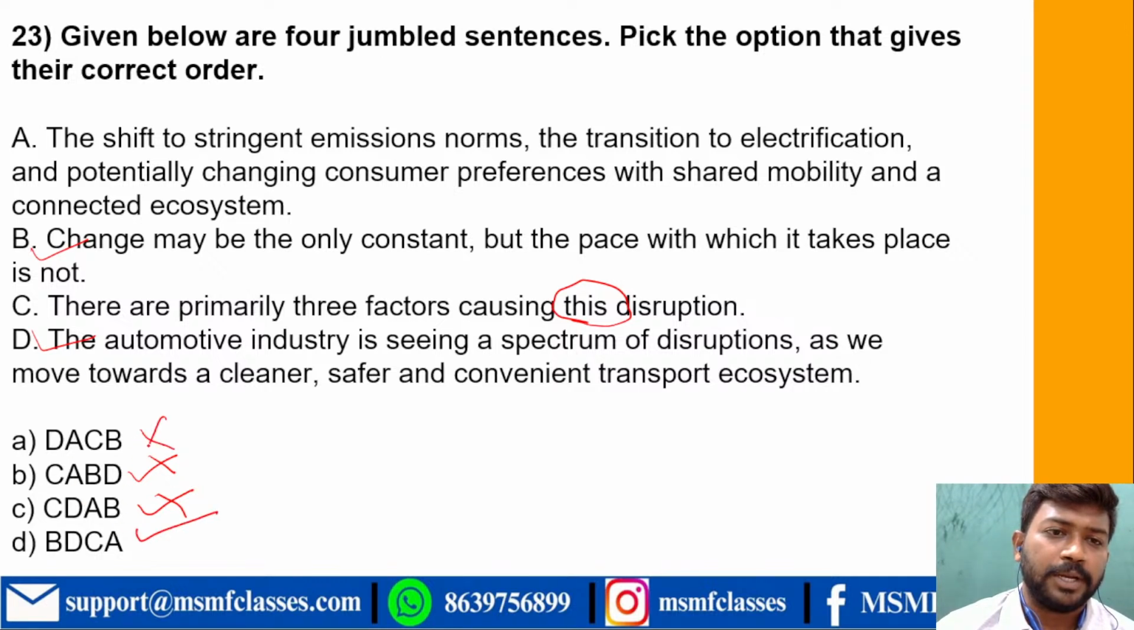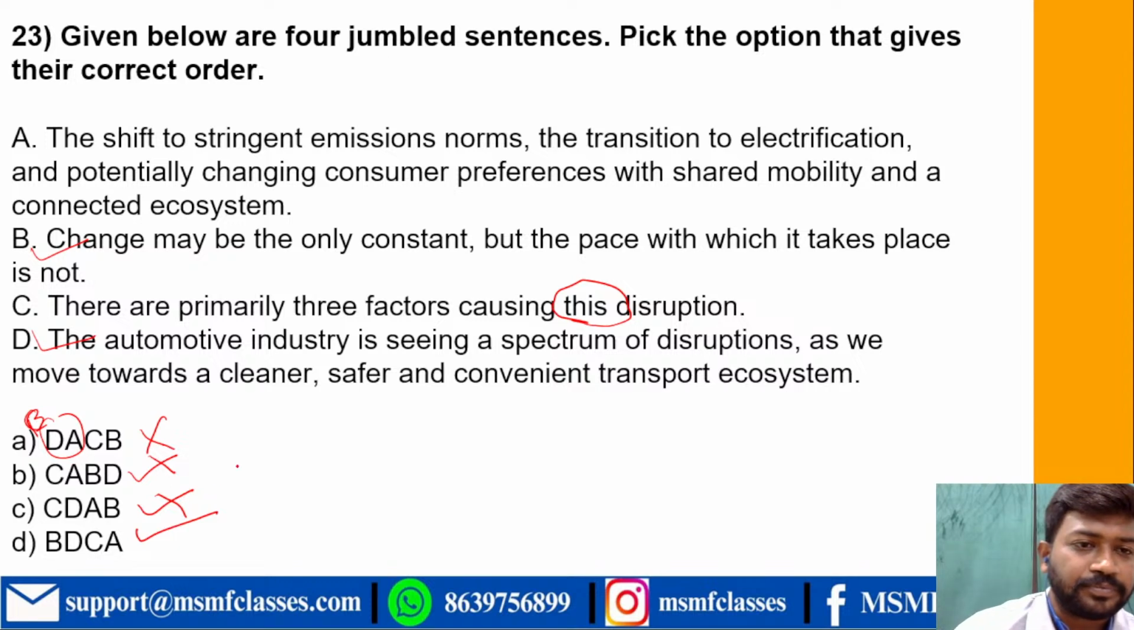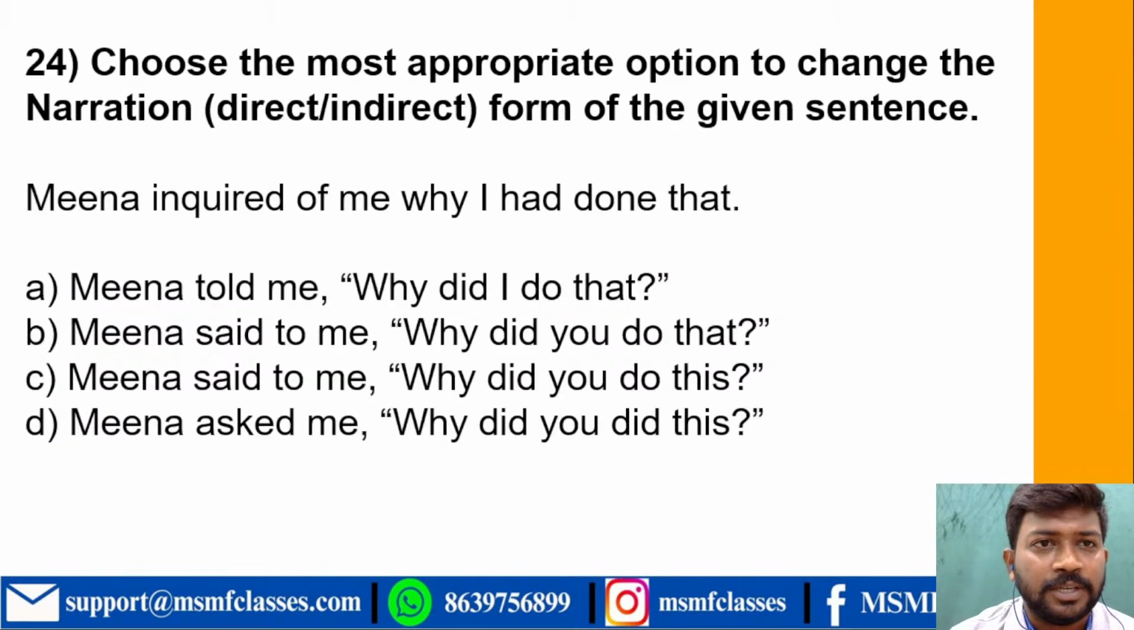Option A can be eliminated because before D we must use B, because B is mentioning about a change here. What is that change is mentioned in D? So BD becomes the combination. That combination is in option D. So I will go with BDCA. Now let me move to the next question.